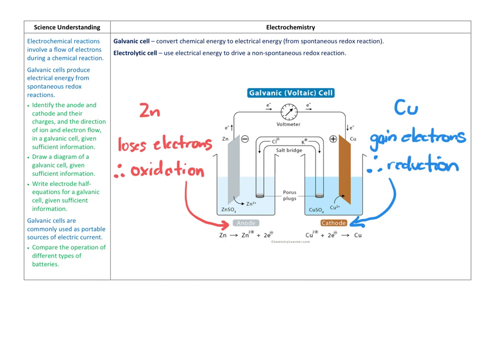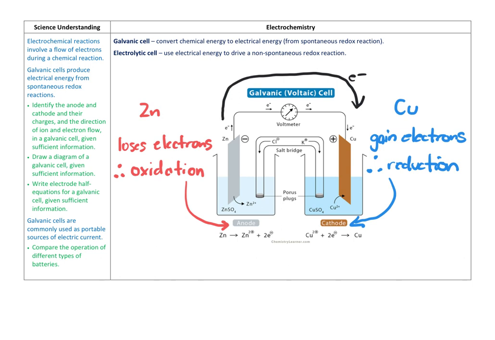So these electrons that are lost basically will then flow through that connection from one electrode to the other, setting up our flow of charge. Now, the charge needs to balance, so what we do here is have a salt bridge.